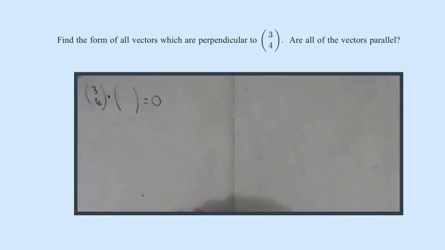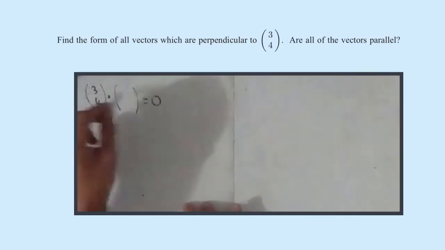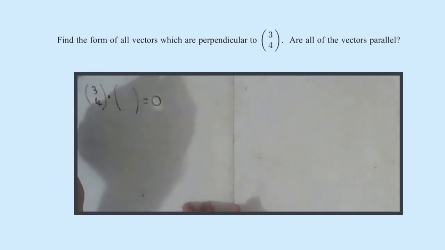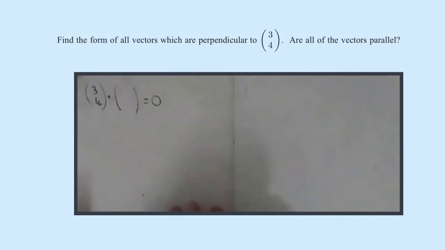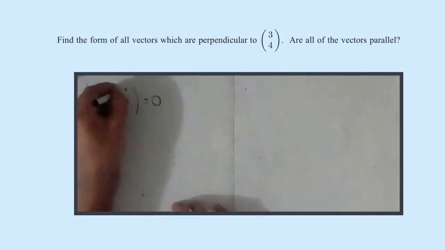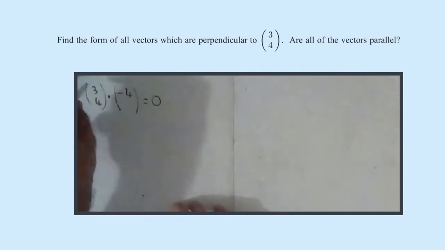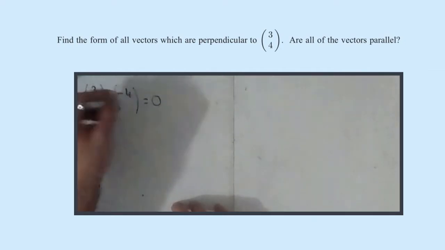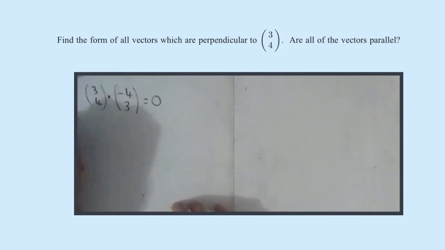And if you think about it, these are going to have to cancel out, and they're going to have to add to 0. You're going to need two things that are equal in size but opposite in sign. So we could have potentially a -4 here. So 3 times -4 would make -12, and 4 times 3 would make 12, right?